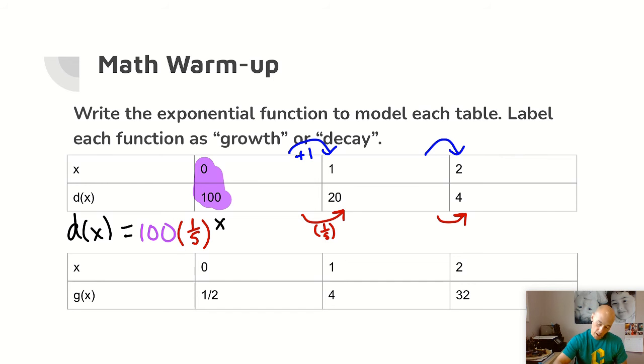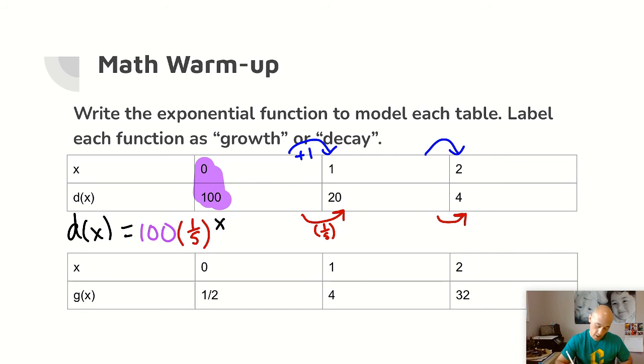We can see that because when we put 0 in here for x, 1/5 to the 0, well, surprisingly, anything to the 0 power is 1. So this all becomes 1. 100 times 1 is 100. And then this 1/5, that's the change here, like that.